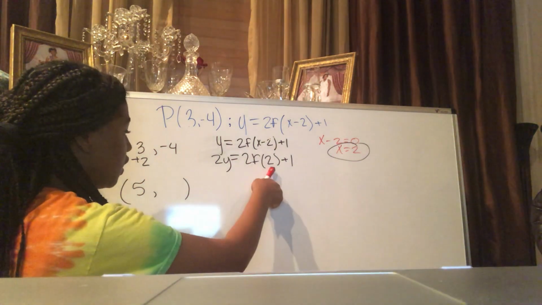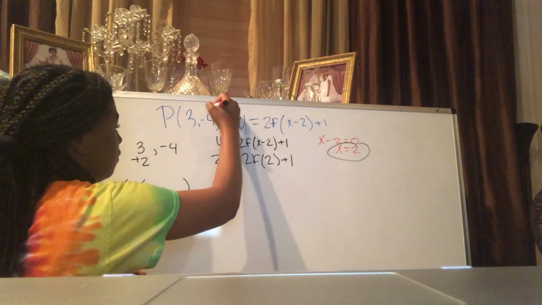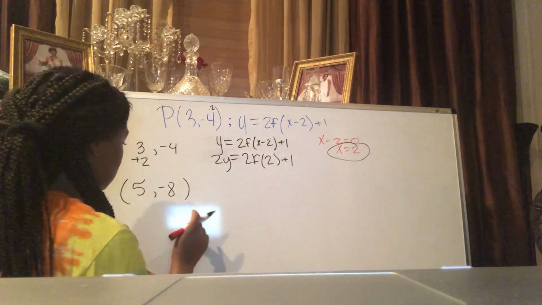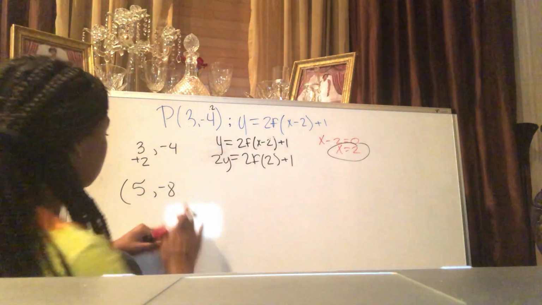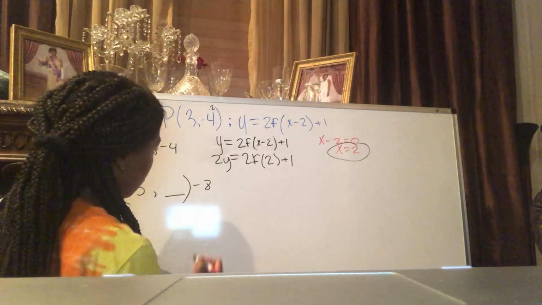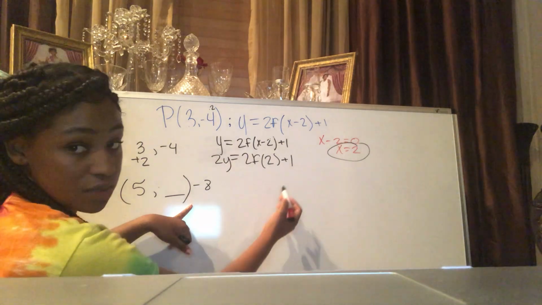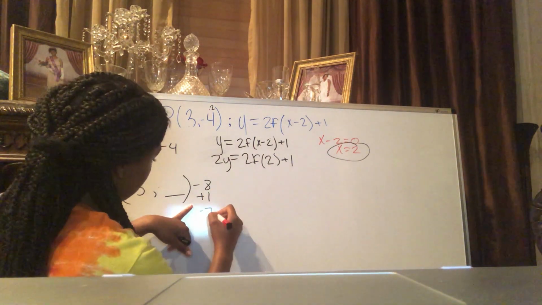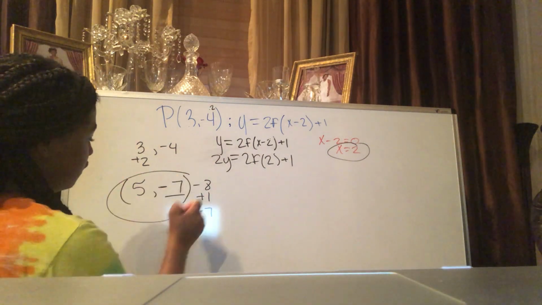So I'm going to take that 2 and use it. Over here I'm going to multiply 2 times that -4, which gives me -8. That is not the answer yet though. So I get -8, and from there I'm going to add that 1, which is what the equation tells me to do, and then I get -7. So my answer is 5, -7.